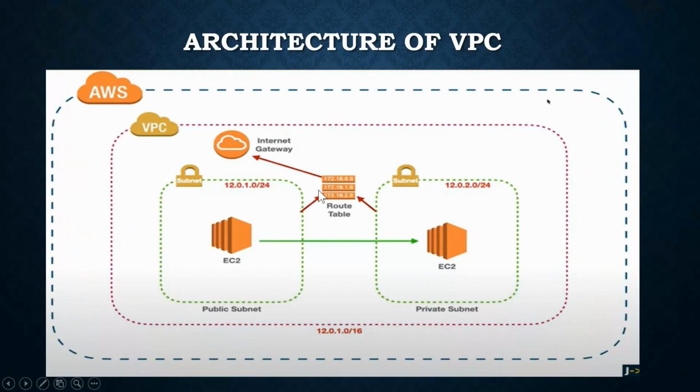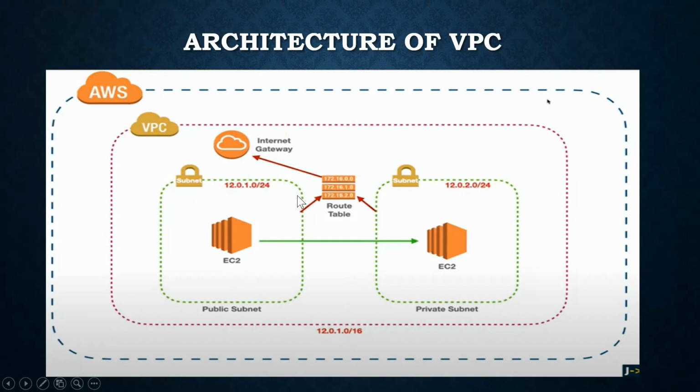So this is the example architecture of the VPC. Here you can see the outer box is your AWS account. Within that account, you have to create your VPC. This is the VPC. For the VPC, you have to mention CIDR notation. Within that VPC, you can create two subnets, one public subnet and another private subnet. Within those subnets, you can install EC2 instances.